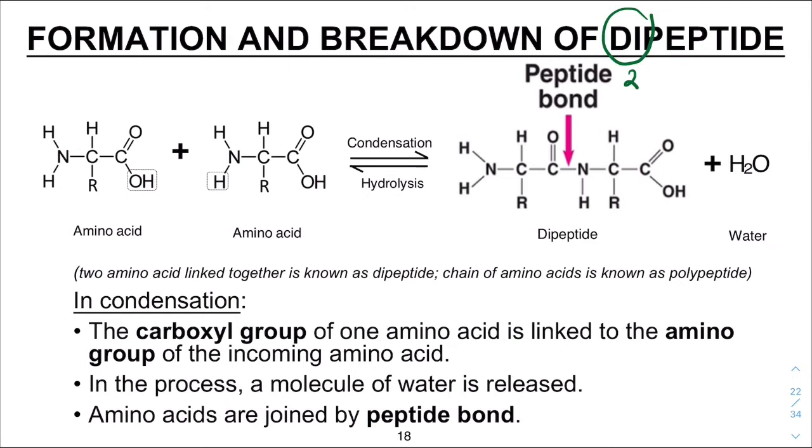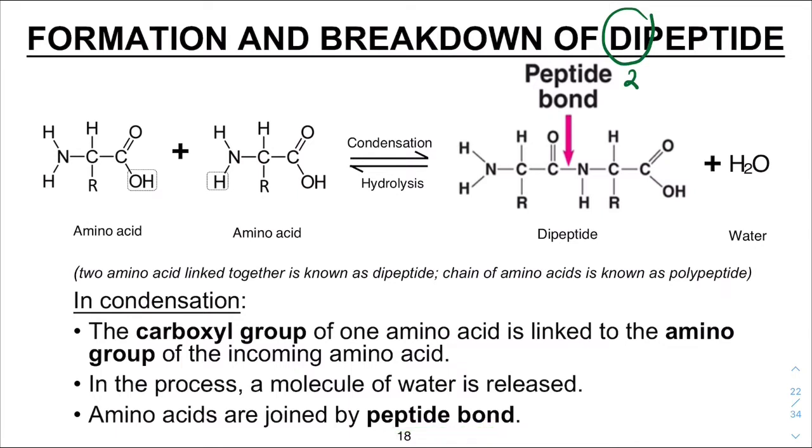So kita tengok gambar aja ini, kita ada dua amino acid lah. Okay, so in condensation, the carboxyl group COOH of one amino acid is linked to the amino group NH2 of the next amino acid. So between these two amino acid, link itu akan dihasilkan di area ini. Okay, link ataupun bond itu akan dihasilkan di area ini. So in the process, a molecule of water is released. So ingat baliklah, condensation kita akan produce water. Sebab berlakunya removal of water, kita akan produce water. And amino acid are joined by peptide bond. Okay, amino acids are joined by peptide bond.